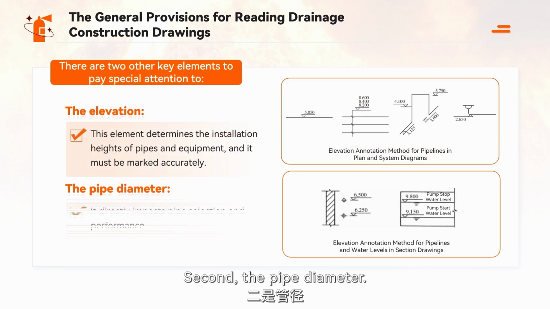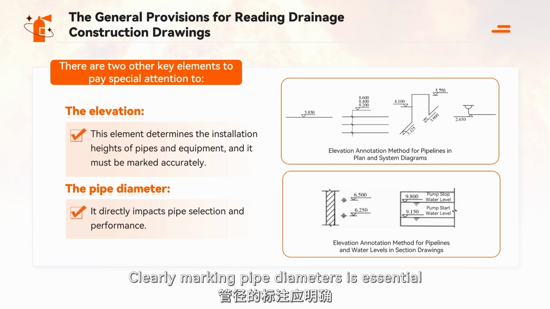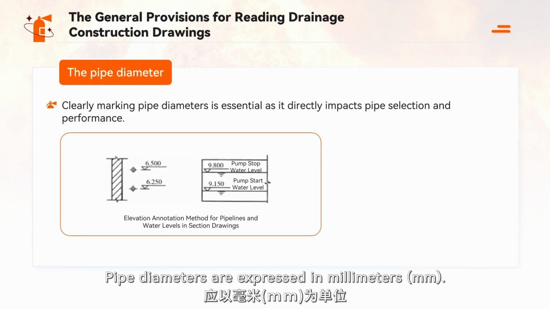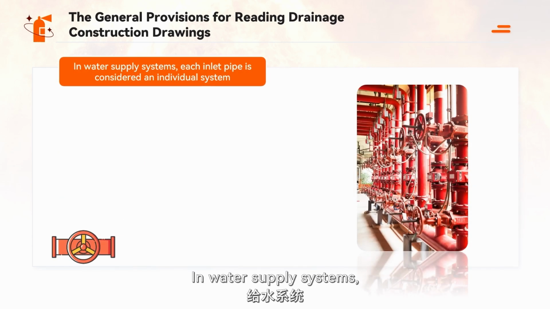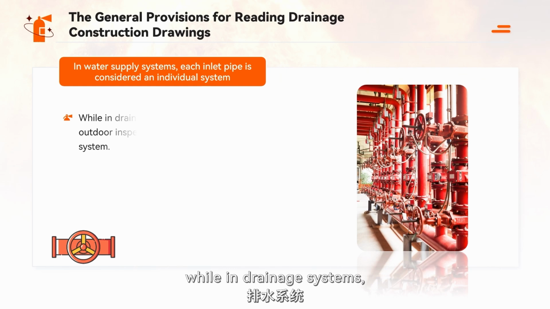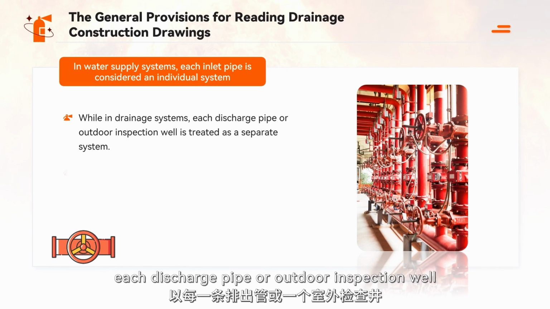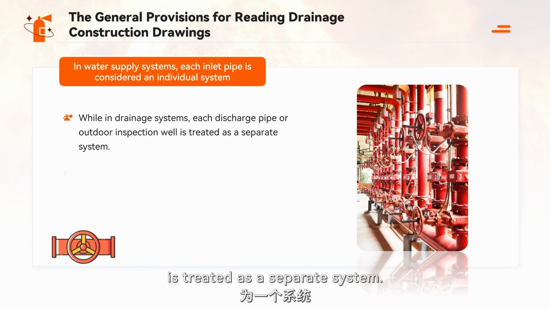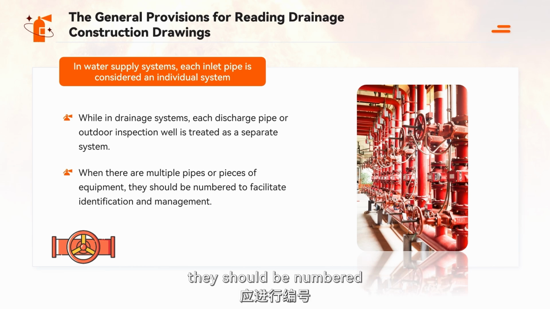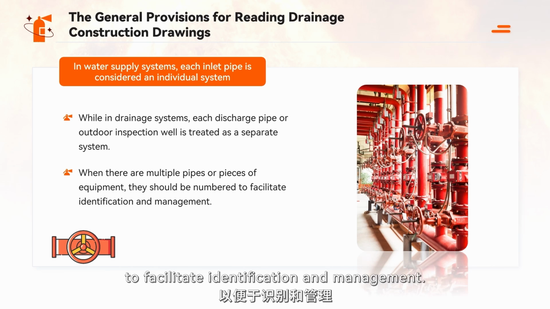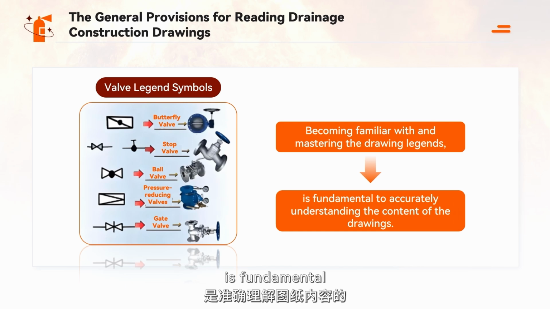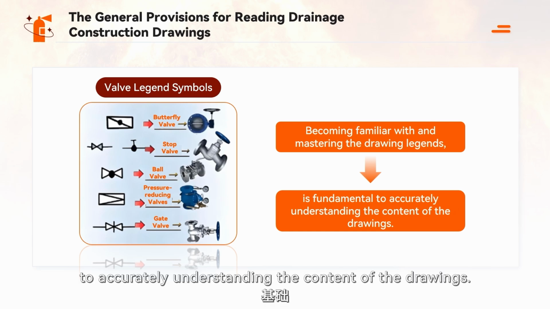Second, the pipe diameter. Clearly marking pipe diameters is essential as it directly impacts pipe selection and performance. Pipe diameters are expressed in millimeters, mm. In water supply systems, each inlet pipe is considered an individual system, while in drainage systems, each discharge pipe or outdoor inspection well is treated as a separate system. When there are multiple pipes or pieces of equipment, they should be numbered to facilitate identification and management. Becoming familiar with and mastering the drawing legends is fundamental to accurately understanding the content of the drawings.